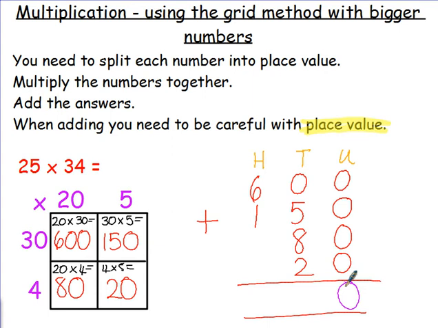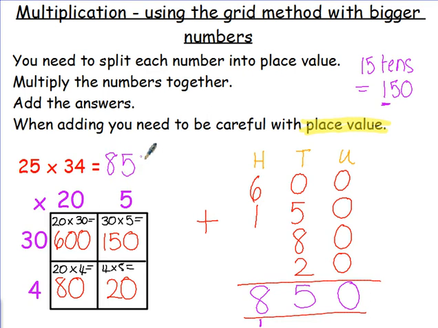This makes 15 tens. We should remind ourselves, if I've got 15 tens, that's the same as 150. 15 tens, 15 times 10. Well, I can put the 5 in my tens column, but then I need to carry over my 100 into my hundreds column. Now in my hundreds column, I've got 600, add 100, add the 100 I carried over, which makes 800. So my answer to 25 times 34 is 850.